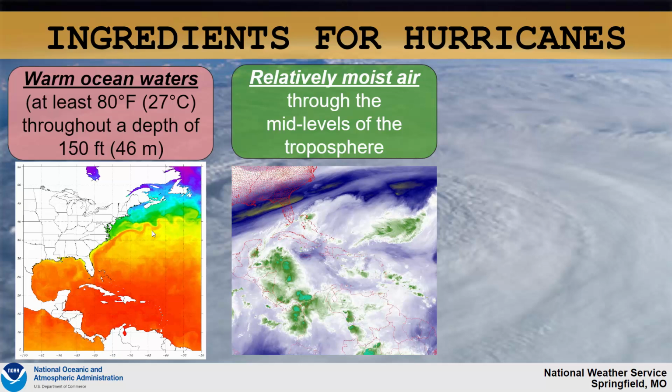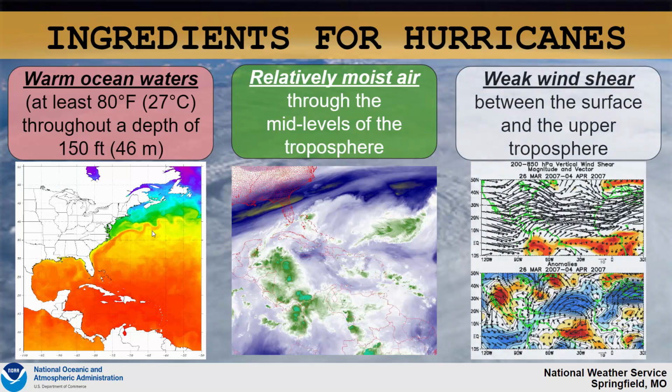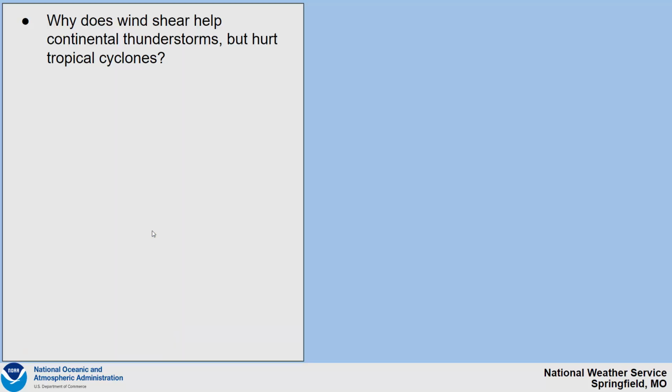The last ingredient is a sneaky one, though. It's weak wind shear. In other words, not a lot of changing speeds or direction with winds through the height of the atmosphere. Now, for those of you that follow along to our Weather Unlocked series or know a thing or two about severe weather yourself, you know that wind shear is essential to continental severe thunderstorms. So why is it detrimental to hurricanes?